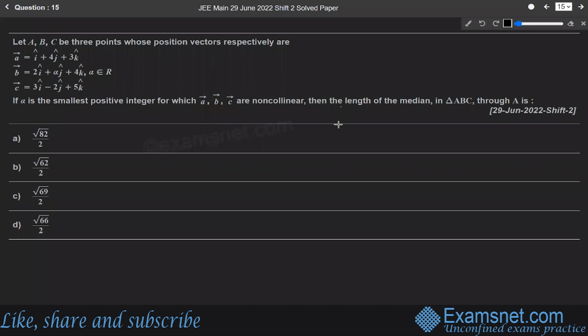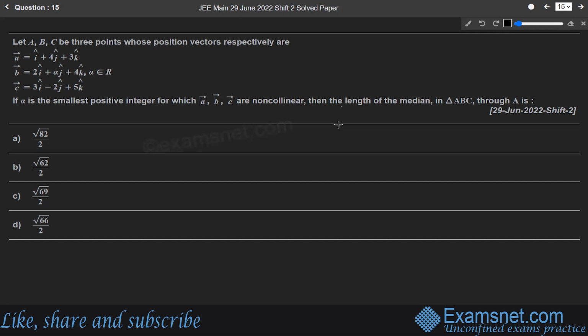Next question is: let A, B and C be 3 points whose position vectors respectively are A vector, B vector and C vector. If alpha is the smallest positive integer for which A vector, B vector and C vector are non-collinear, then the length of the median in triangle ABC through A is. This is a very, very interesting question. In this, 3 different position vectors are given and A, B and C are the 3 points whose position vectors are A vector, B vector and C vector. It means that for point A, the vector is A vector. For point B, the position vector is B vector.